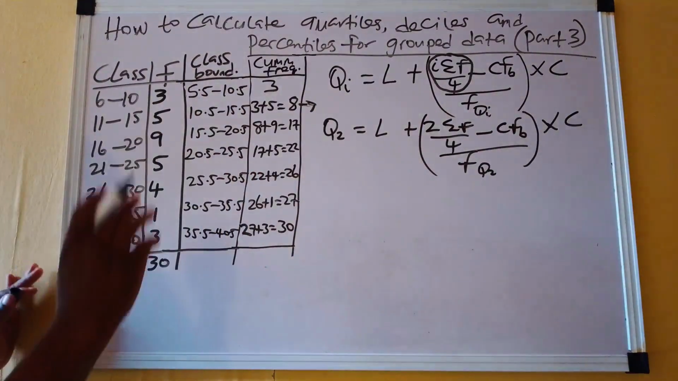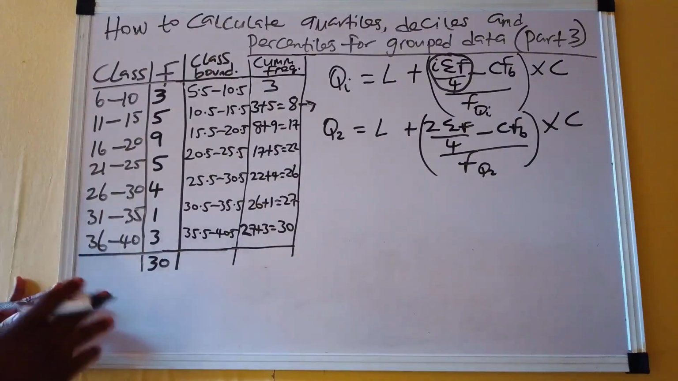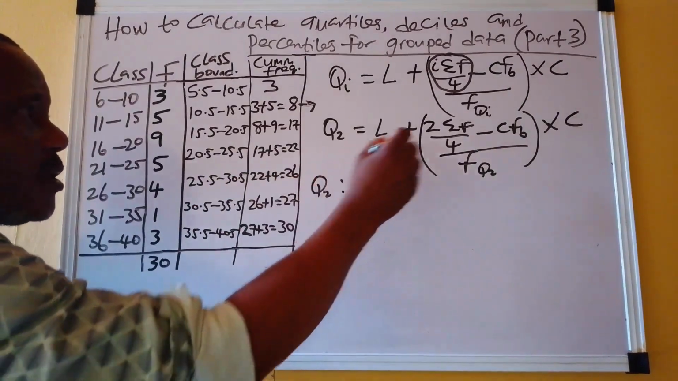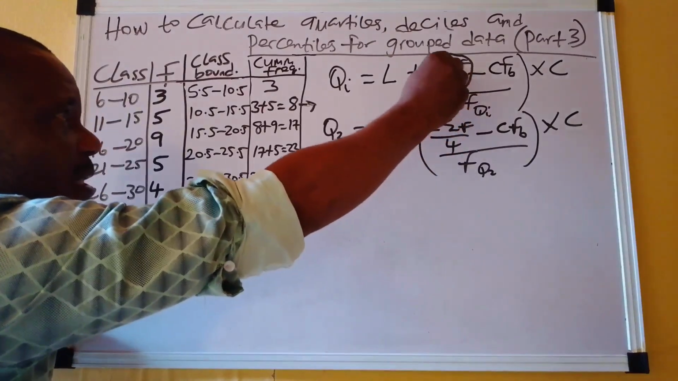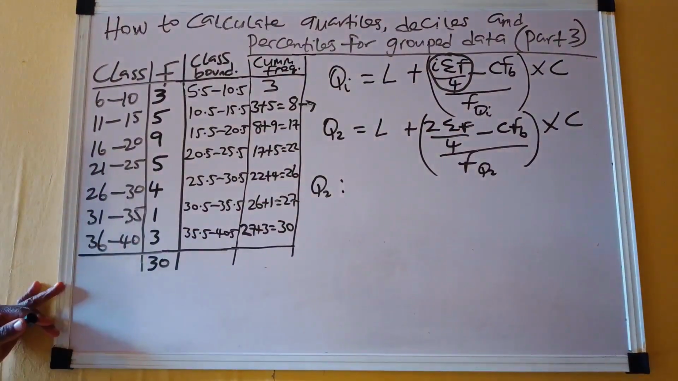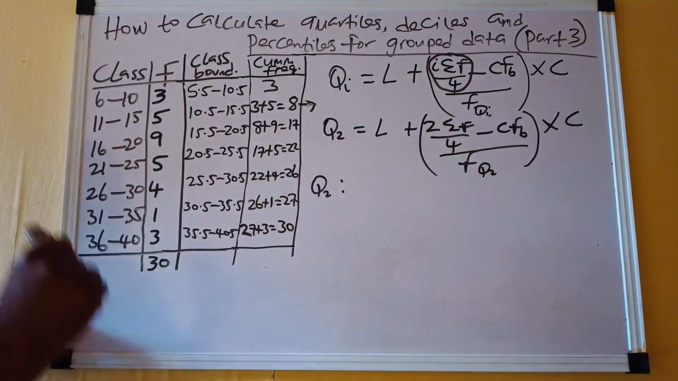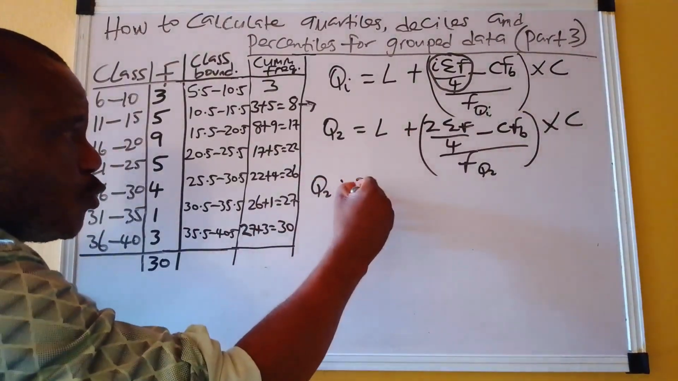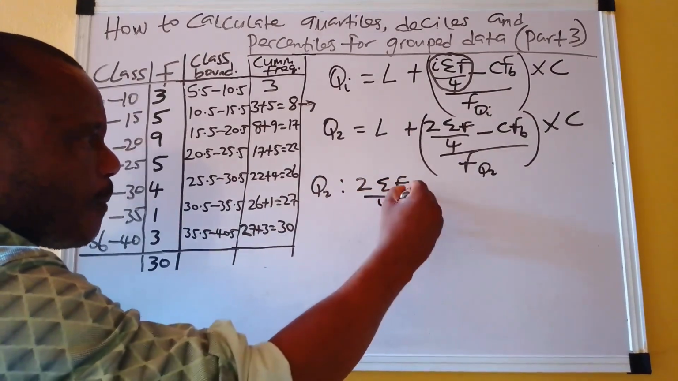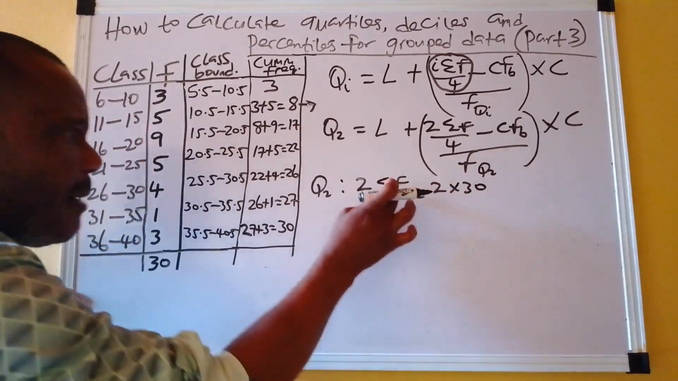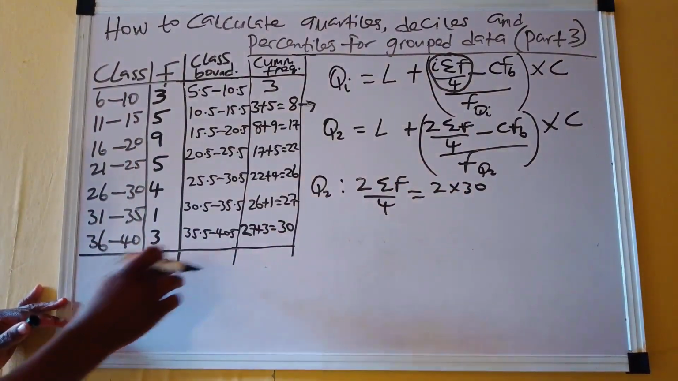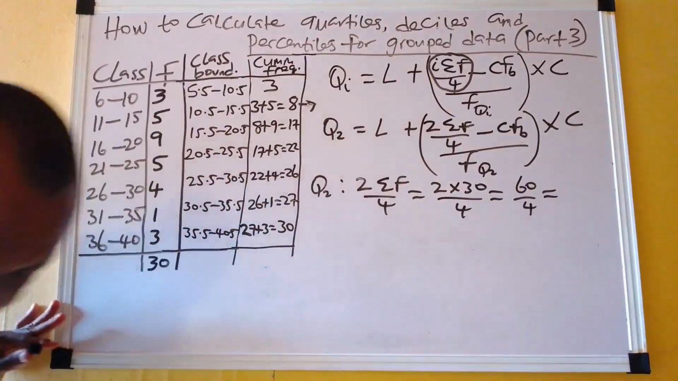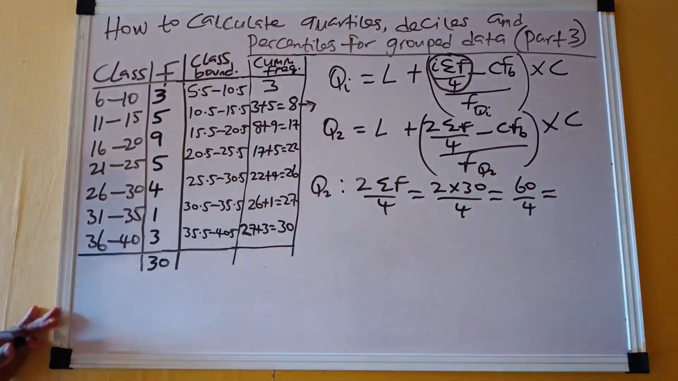Now you need to determine the class before you calculate the second quartile. Now the Q2 class is gotten from this determinant here. I told you this thing that is circled is the class determinant. That is what we use to determine the class where each measure of position falls. So here, 2 summation F over 4 is equal to 2 times 30. Remember our summation F is 30, the sum of the frequency, all over 4, and this will be 60 over 4. 60 divided by 4 will give you 15.